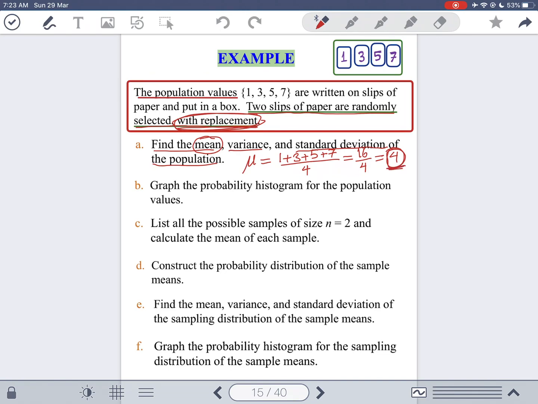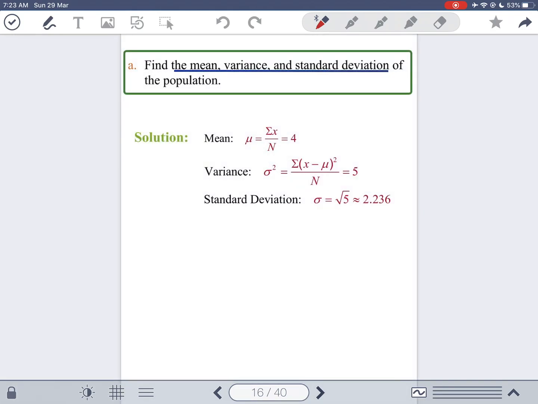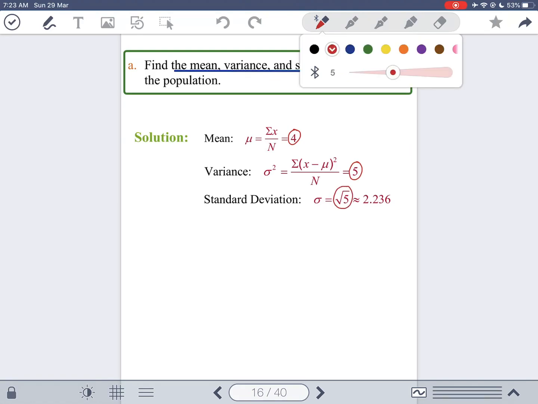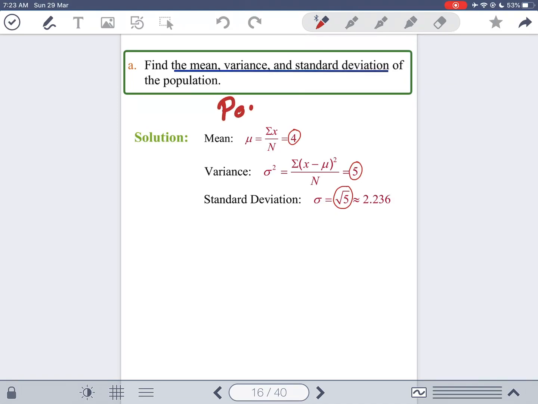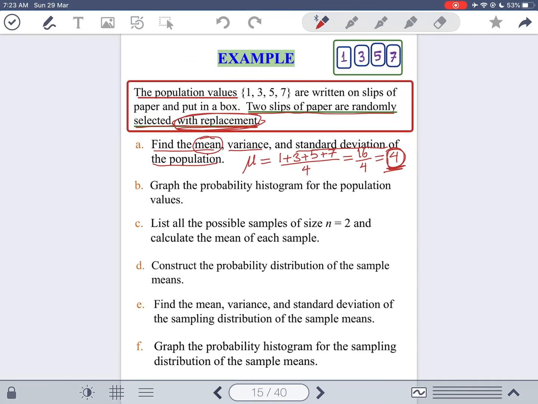Okay, so mu is 4. I'm going to show you quickly. Yeah, mu is 4. If you compute the variance, it's 5. And the standard deviation is radical 5. Notice that these are for the population. These are for the population, the mean, the variance, and standard deviation. Okay, now what is the second question?